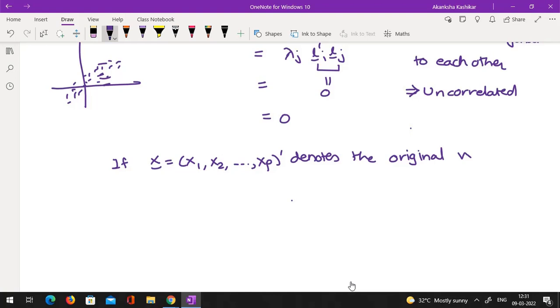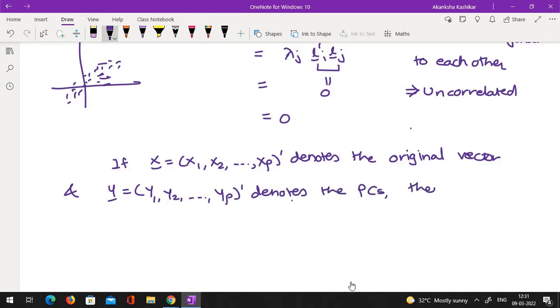Okay, so if x1, x2, ..., xp denotes the original vector, and y, which is y1, y2, ..., yp, denotes the corresponding PCs, then we know that yj is Lj prime x, that much we know. Now we have to find, is there any relationship between sigma x and sigma y? Sigma x is going to be something unknown.